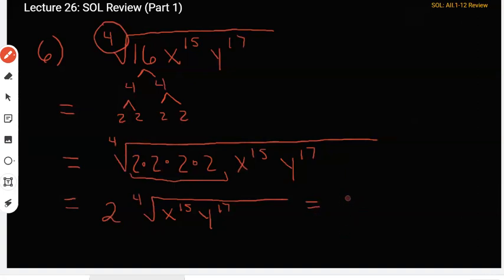What I can do now is take these exponents on the inside and put them at the top of fractions. So at the top of the fraction for x, I'm going to have 15, and on the bottom, I'm going to have 4, because the index is always going to go on the bottom of the fraction. For the variable y, I'm going to have 17 on top with a 4 on the bottom. So you can write them out as fractions like this.